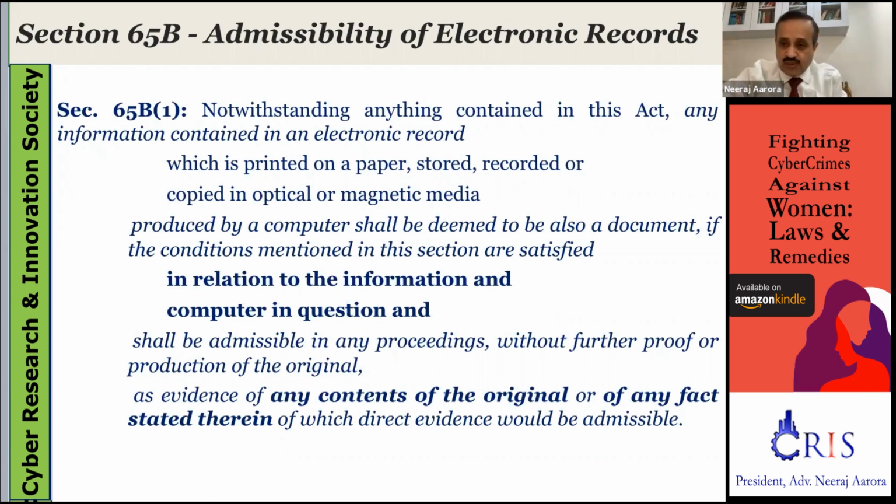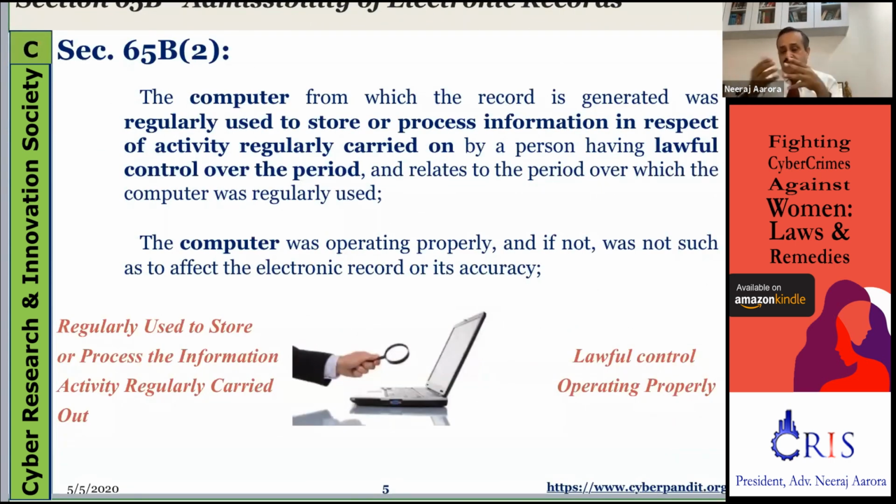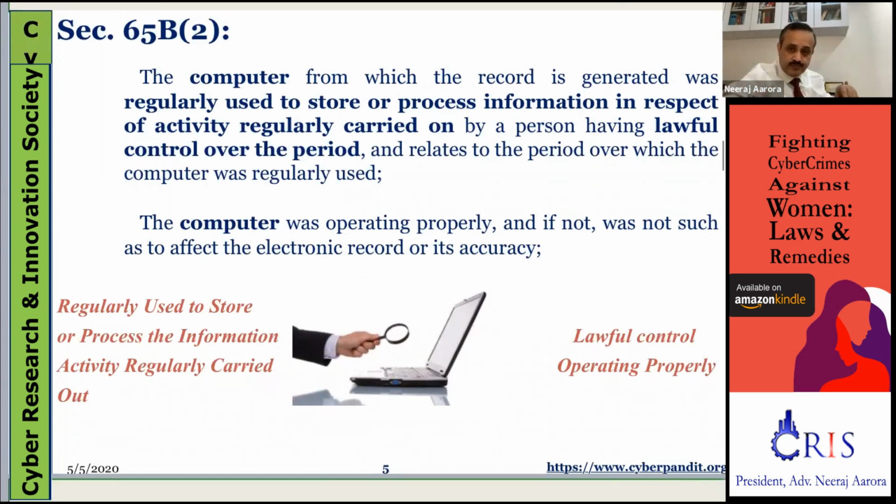Let us first come to the conditions relating to the computer. The computer is being regularly used to store information. Second, for the activity for which the information is being regularly carried out. That is another requirement. Third, it is under lawful control. And fourth, it was operating properly at the relevant time when the electronic evidence is produced. So these are the four conditions.